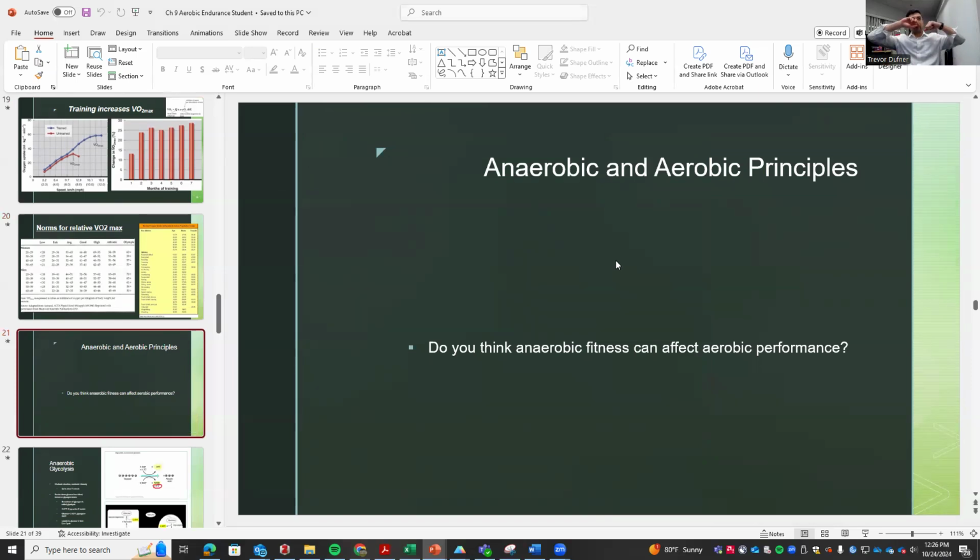Right, so anaerobic versus aerobic principles. Do we think that anaerobic fitness can affect aerobic performance? We talked about this a little bit before, when I talked about high intensity interval training.